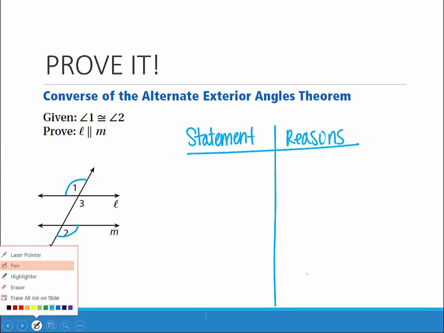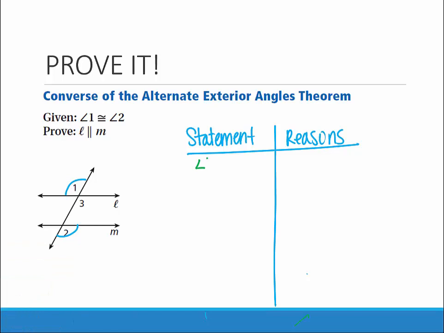So the first thing they tell us is that angle 1 is congruent to angle 2. It's given to us. So then take a look at what else we know. We know that angle 1 has to be congruent to angle 3 because of the vertical angles theorem.